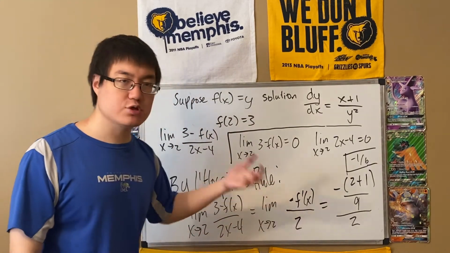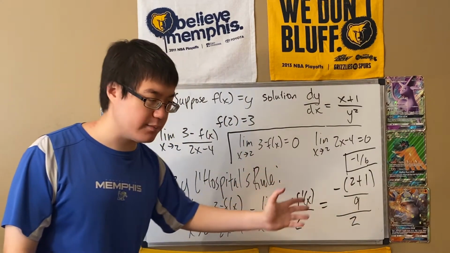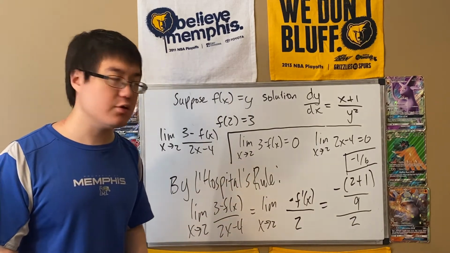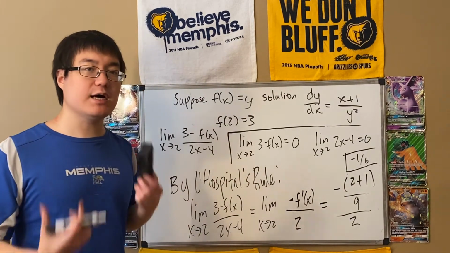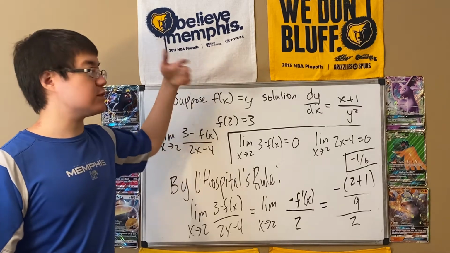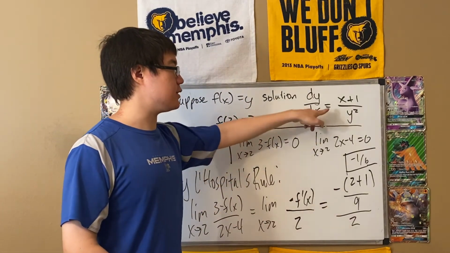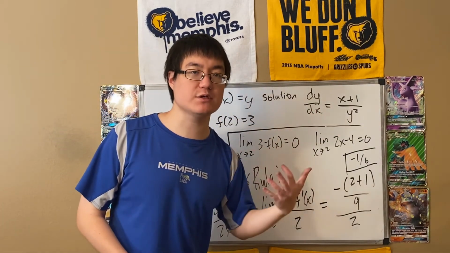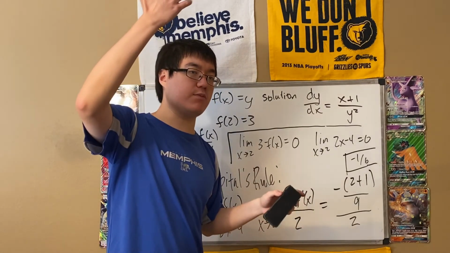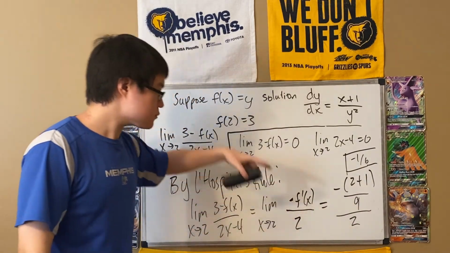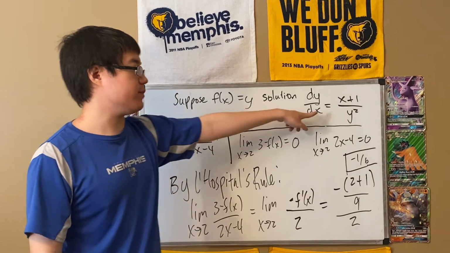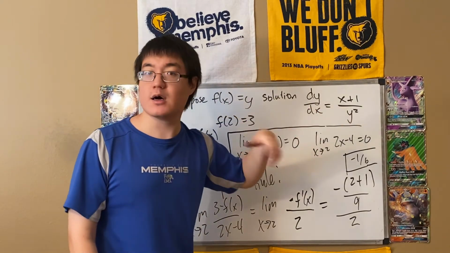Finally, you plug in 2, just like in normal limits, you just plug in the number, and you need to find f prime of 2. Unfortunately, f prime of 2 is not given, but we know that f of x equals y, so that f prime is equal to the derivative, the original differential equation, that could be at the beginning of all of your givens. So when you plug in 2, you need to plug it into this guy right here.